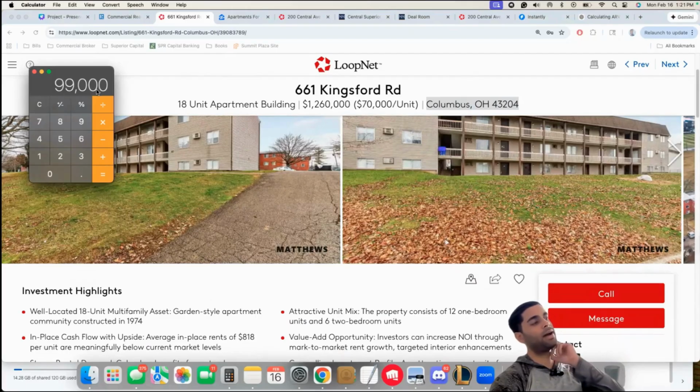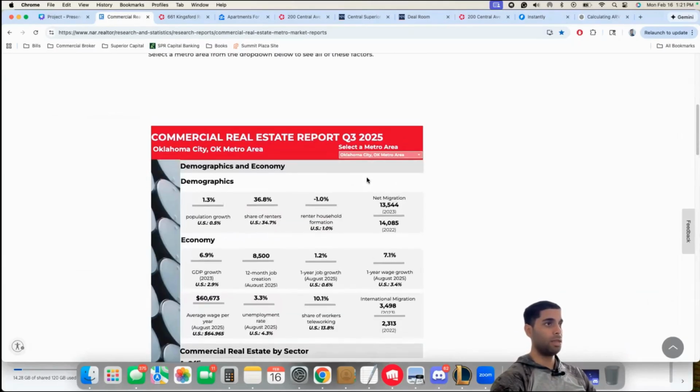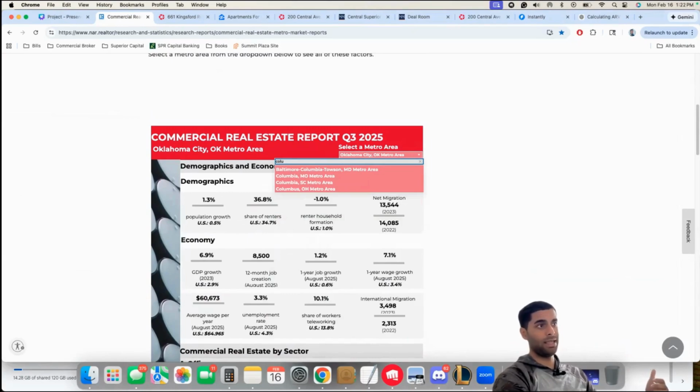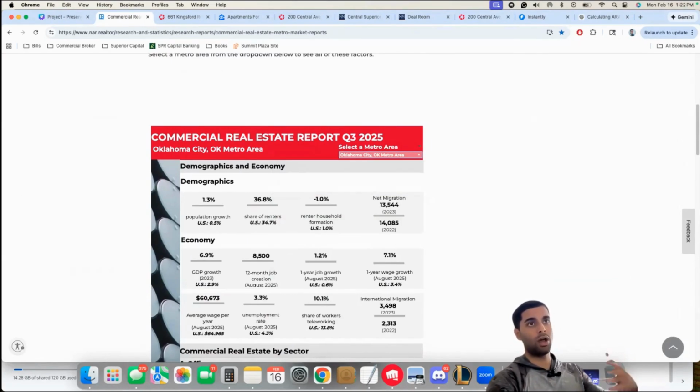Okay, it gives me my stabilized NOI at 99,000, and then I want to divide that by the market cap rate for apartments in Columbus, Ohio. Now I already know that number, but if not, you can come into this tool. Even better, you can go look at comps in that specific zip code. Comps are just other commercial buildings. What cap rates are they selling at?